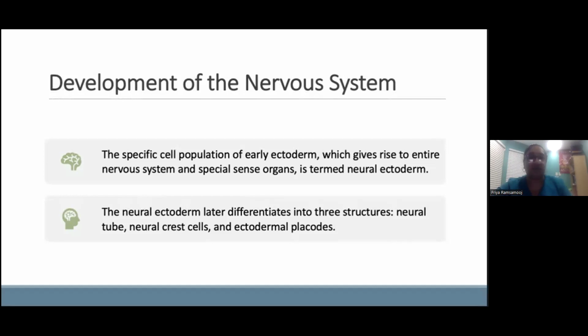The specific cell population of early ectoderm that gives rise to the entire nervous system and special sense organs is termed neural ectoderm. As we go on, we will see that this later differentiates into three structures, the vital one being the neural tube, along with the neural crest cells and the ectodermal placodes.